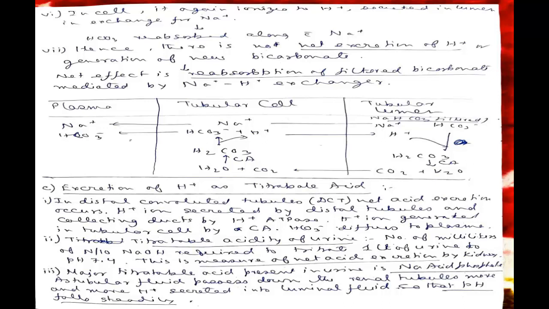What is titratable acidity of urine? It is the number of milliliters of N by 10 sodium hydroxide required to titrate 1 liter of urine to pH 7.4. This is the measure of net acid excretion by the kidney. The major titratable acid present in urine is sodium acid phosphate. As tubular fluid passes down the renal tubules, more and more H plus is secreted into the luminal fluid so that pH falls steadily.